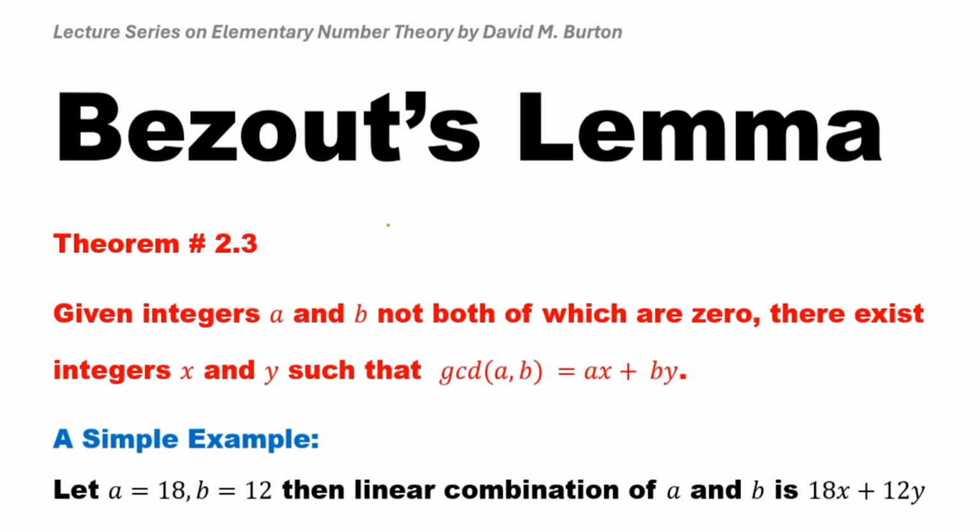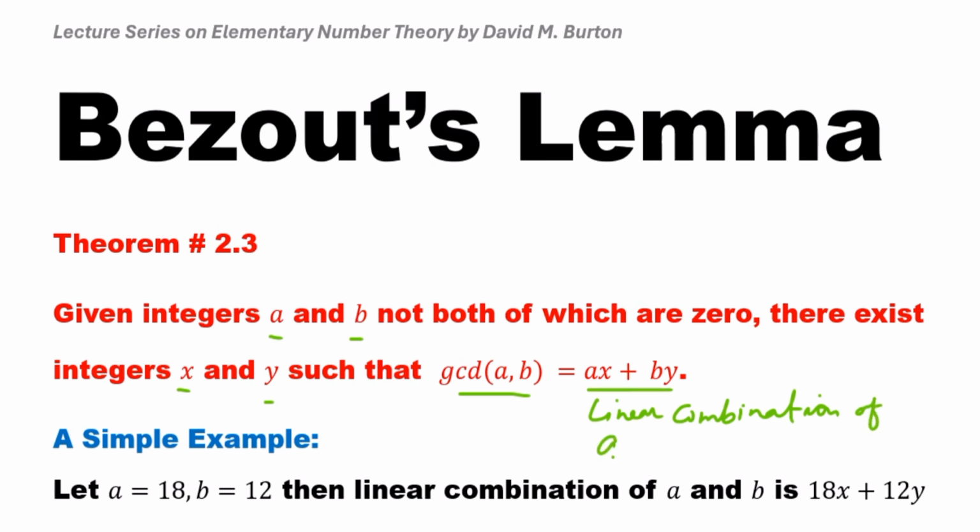This theorem can be stated as: if we have two integers a and b, not both of which are 0, then there exist integers x and y such that the GCD of a and b can be expressed as ax plus by. What does this form say? ax plus by is the linear combination of a and b.